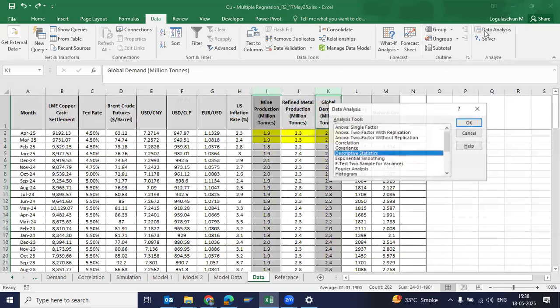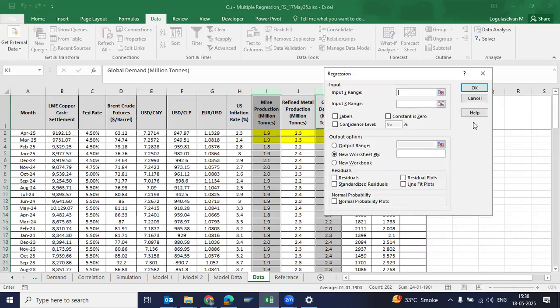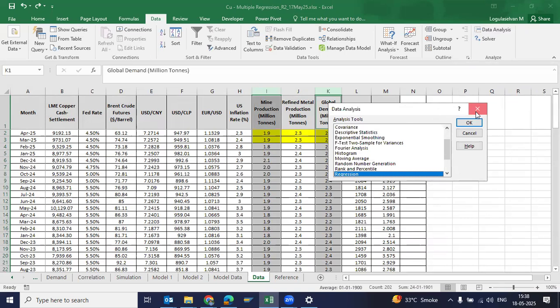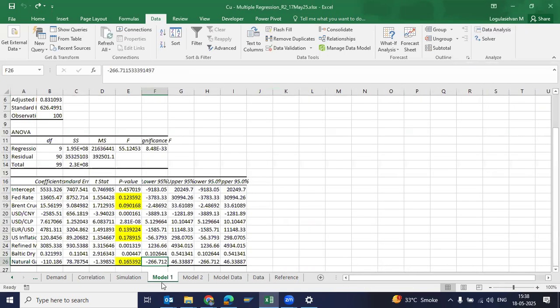What we did is went to data. There is an option for regression. Once you select it, it will ask for the input range. The Y range is column B and the X range is the remaining other factors. Once we select, you have to tick on the labels, because the first row is labeled. Once you execute, we will get the result. This is the result what we got after running model 1 data.